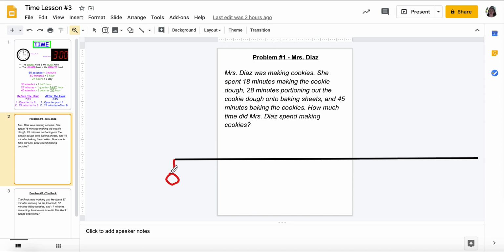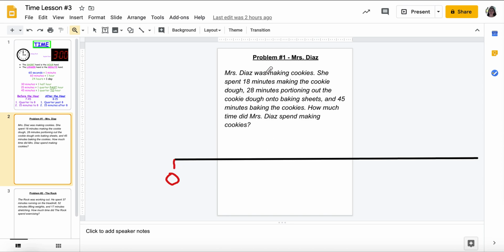It did not give me a time to be like, she started baking at 12:30. So it didn't tell me that. So I'm just going to start at 0 because I've got to figure out how much time it took. So I'm going to start my number line at 0. So we've set it up. Now I got to figure out, what am I going to put on here?